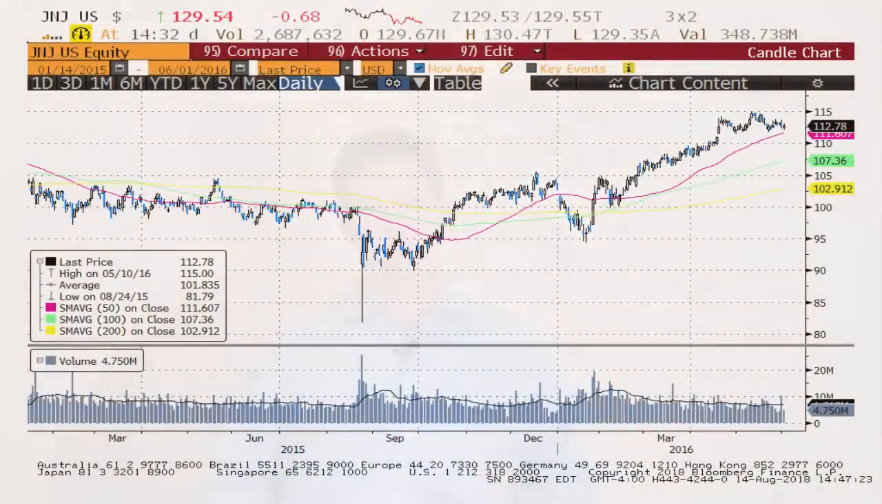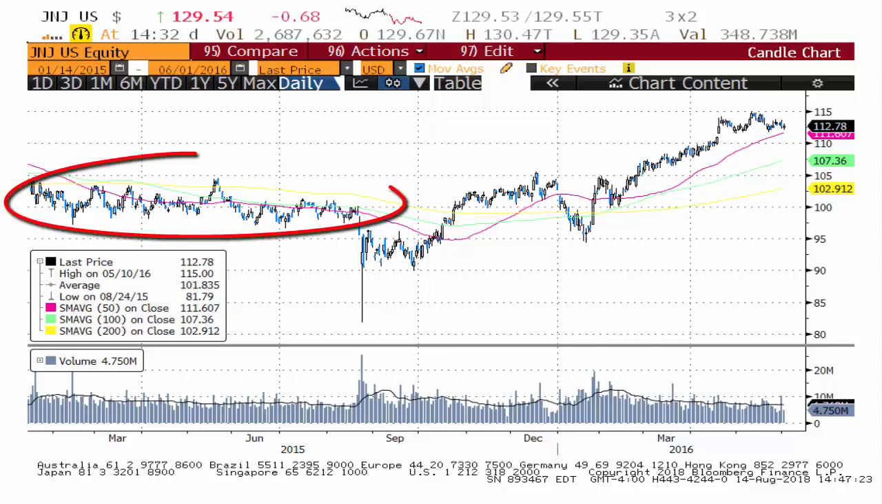Let me give you an example here. This is Johnson & Johnson, symbol JNJ. I picked it basically because it's a blue chip company that everybody knows. And this is back in 2015. So you look here, this area that I've circled in red. Johnson & Johnson, through most of 2015, was trading around $100 a share, a little over, a little under $100.